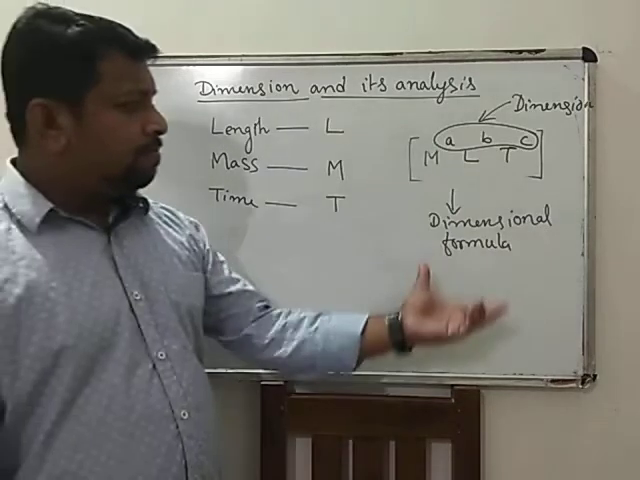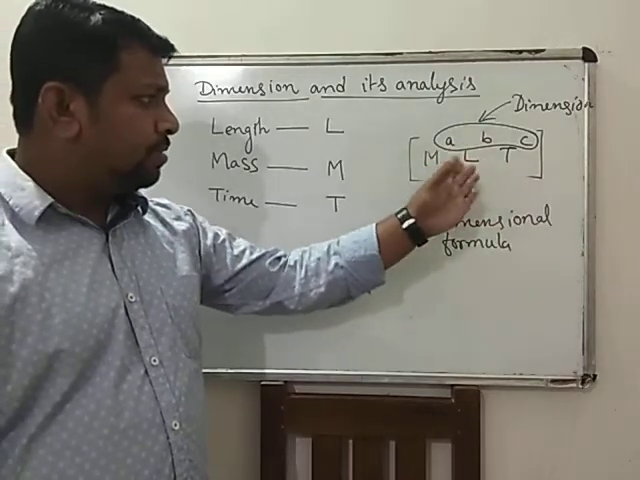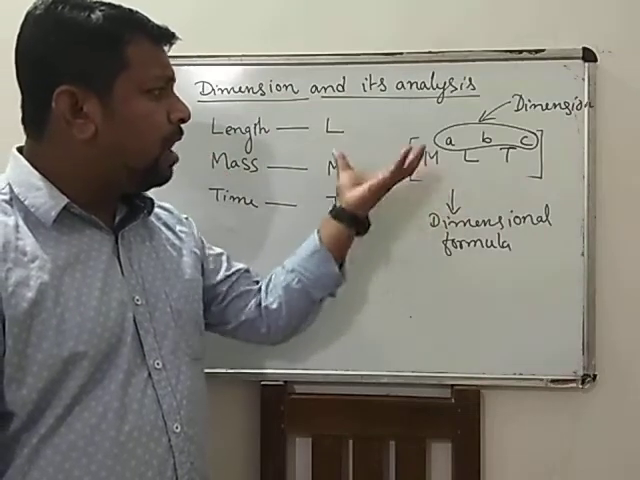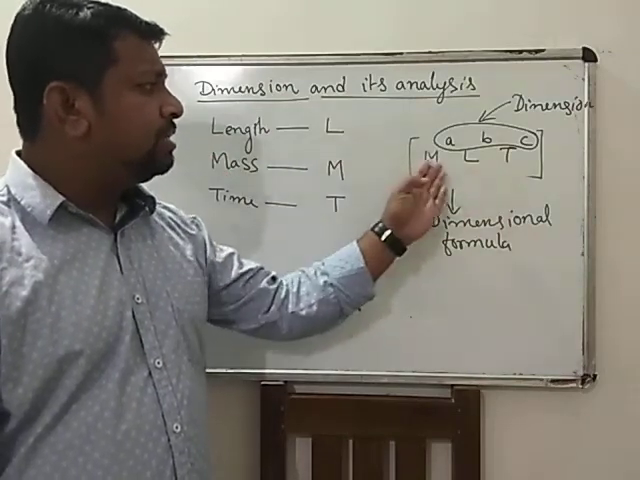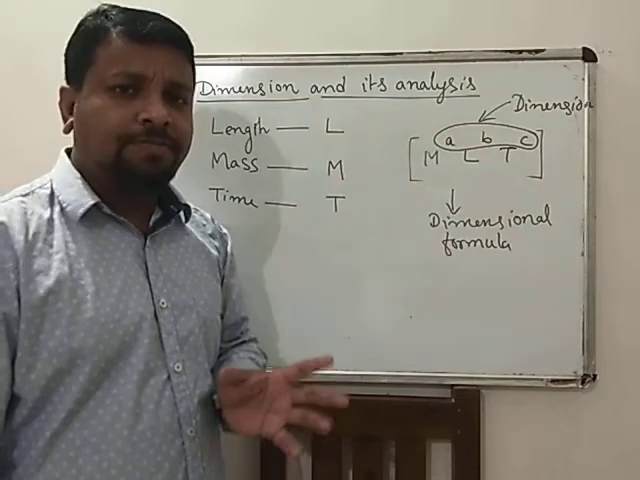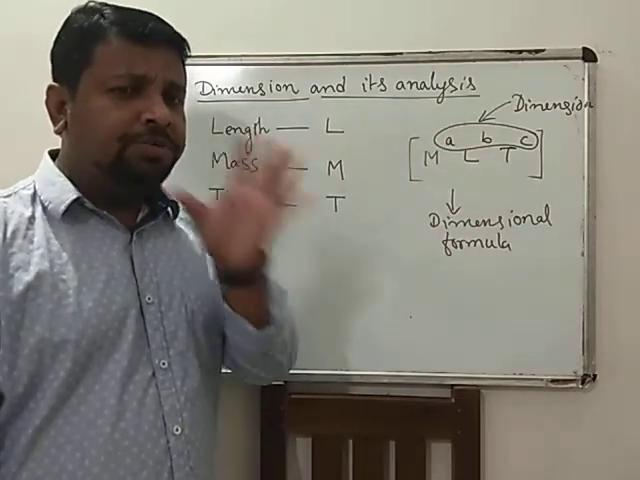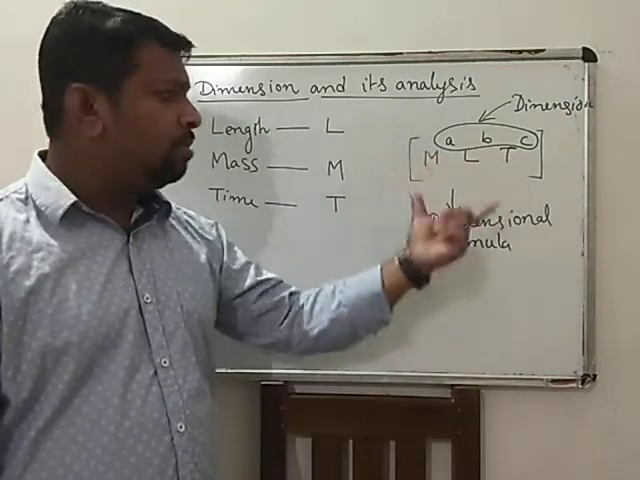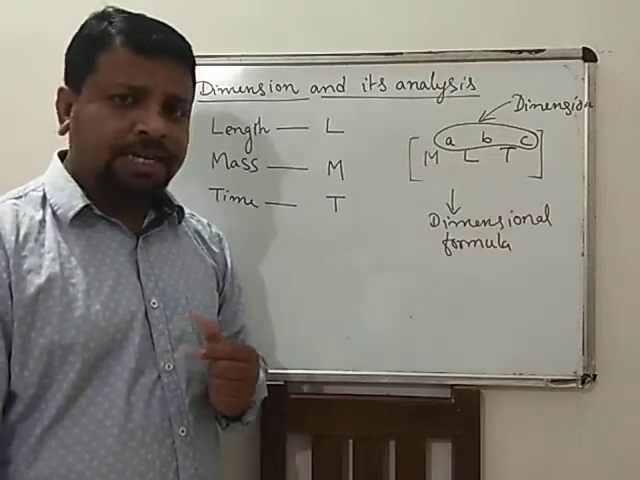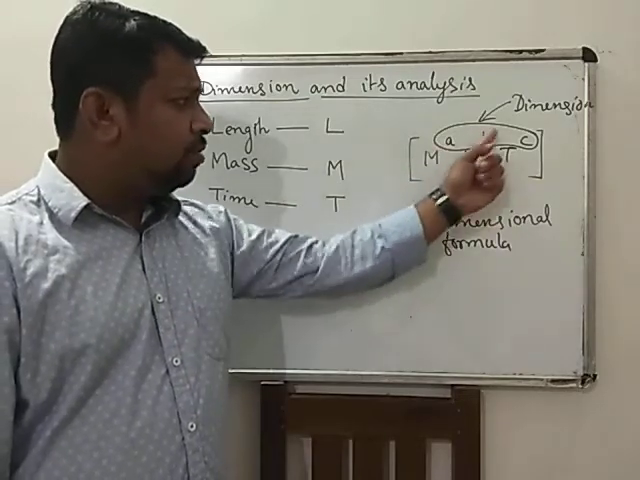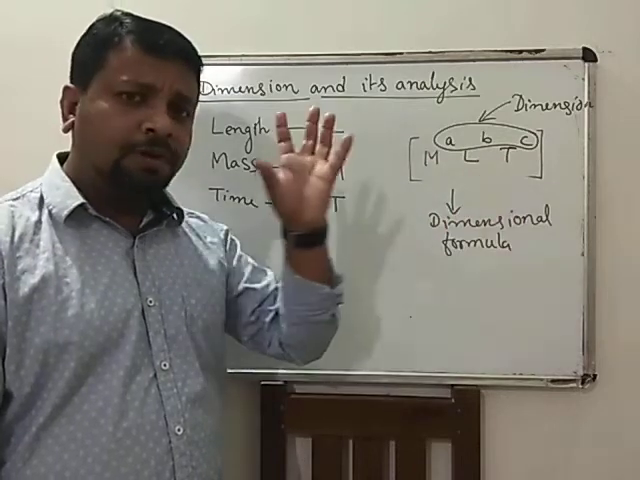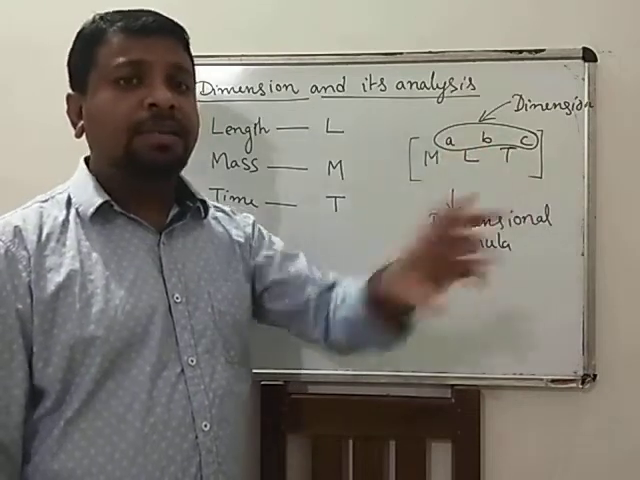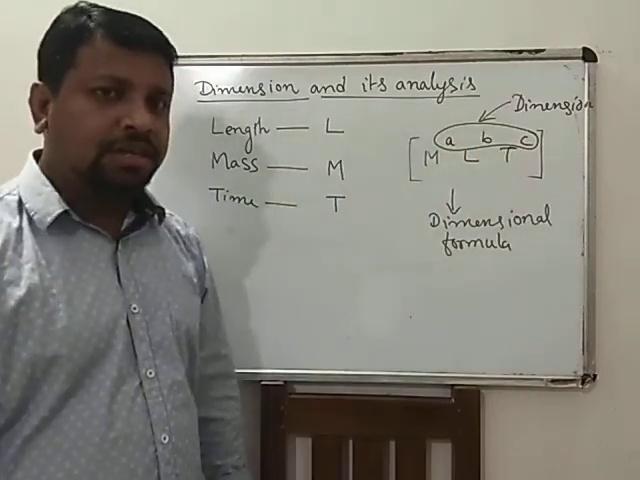So from this we can understand like this. Suppose the dimensional formula of an unknown physical quantity is M to the power a, L to the power b, T to the power c. This M to the power a L to the power b T to the power c is the dimensional formula of that quantity, but a, b, c are the dimensions of that unknown physical quantity.